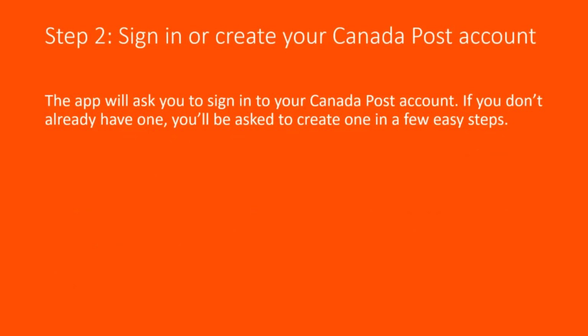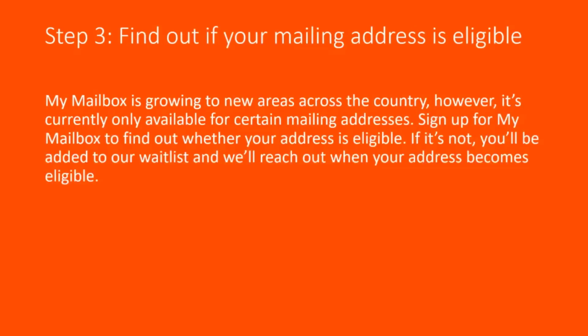Step 2, sign in and create your Canada Post account. The app will ask you to sign into your Canada Post account. If you don't already have one, you'll be asked to create one in a few easy steps. Step 3, find out if your mailing address is eligible. My Mailbox is growing to new areas across the country. However, it's currently only available for certain mailing addresses. Sign up for My Mailbox to find out whether your address is eligible. If it's not, you'll be added to our wait list. We will reach out when your address becomes eligible.